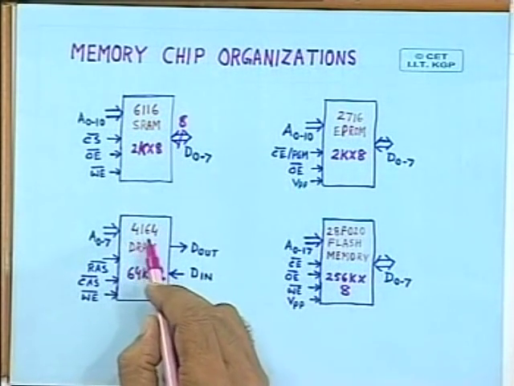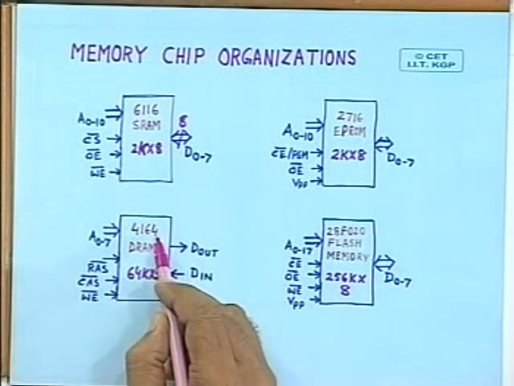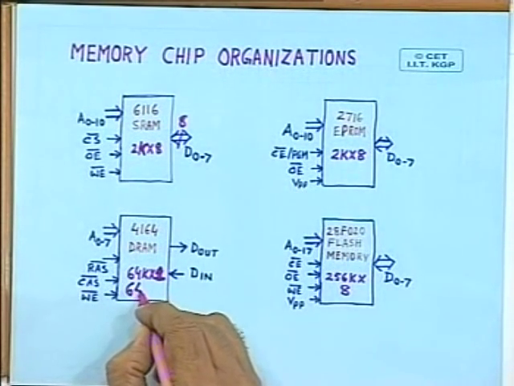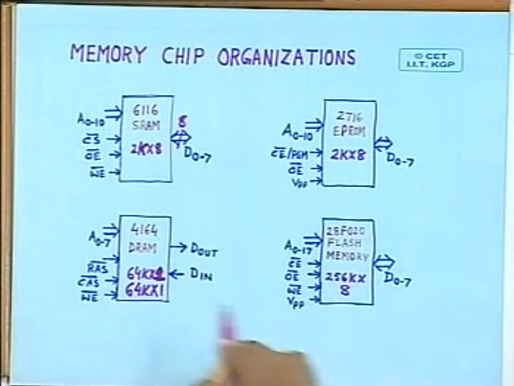Similarly, you can have dynamic RAM, 4164. And as you can see here, it is bit organized. That means you have 64K into 1.